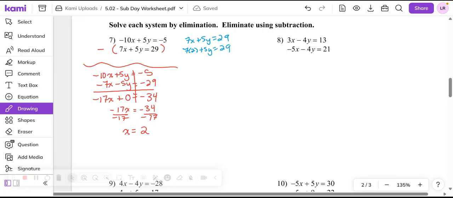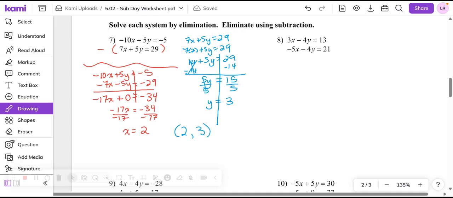I'm solving that equation. 7 times 2 is 14, plus 5y equals 29. So I would subtract 14 on both sides. That leaves me with 5y equals 15. Divide by 5, and y would be 3. So I believe the answer is 2, 3.